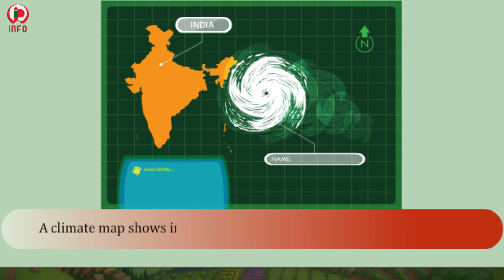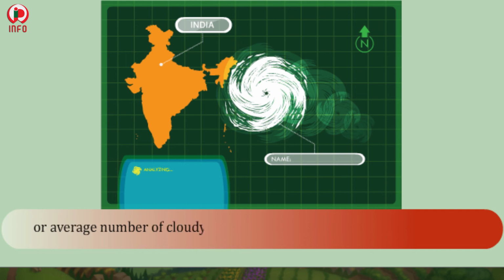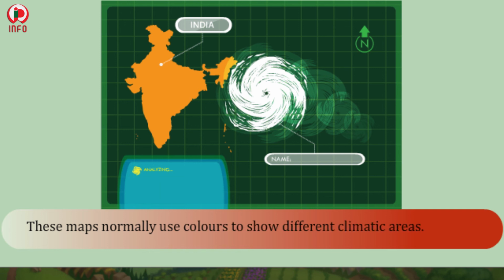Climate map. A climate map shows information about the climate of an area. They can show things like the specific climatic zones of an area based on the temperature, the amount of snow an area receives, or average number of cloudy days. These maps normally use colors to show different climatic areas.